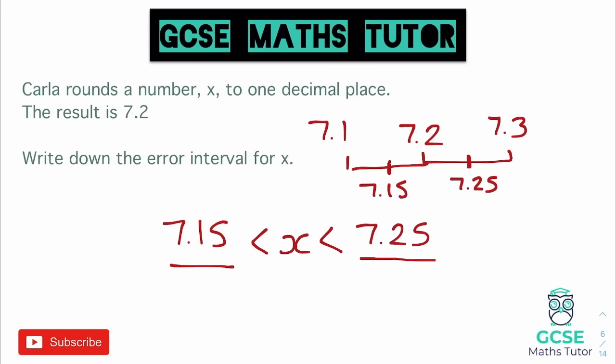Now we've got to think about this a little bit carefully, because 7.15 would in fact round to 7.2. So on the inequality symbol we can put a little equal to symbol as well, because it can actually be equal to 7.15. Well, that's not the case for 7.25, because 7.25 to 1 decimal place would actually round to 7.3. So we don't put an equal to symbol with that inequality, so we're going to leave it how it is, and that just means it's got to be less than 7.25. So there we go, that's looking at error intervals.